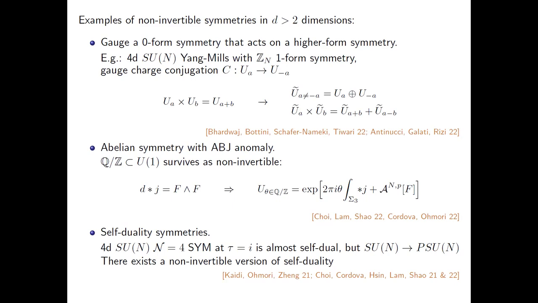Now this theory has an S-duality. You can try to go to a self-dual point of this S-duality, so the complexified gauge coupling equal to i. Now this is almost self-dual, but not quite, because the self-duality changes the gauge group. But in fact, there exists a non-invertible version of this that makes it into a non-invertible symmetry. I will explain this better in the following, so here I will not go into too many details.